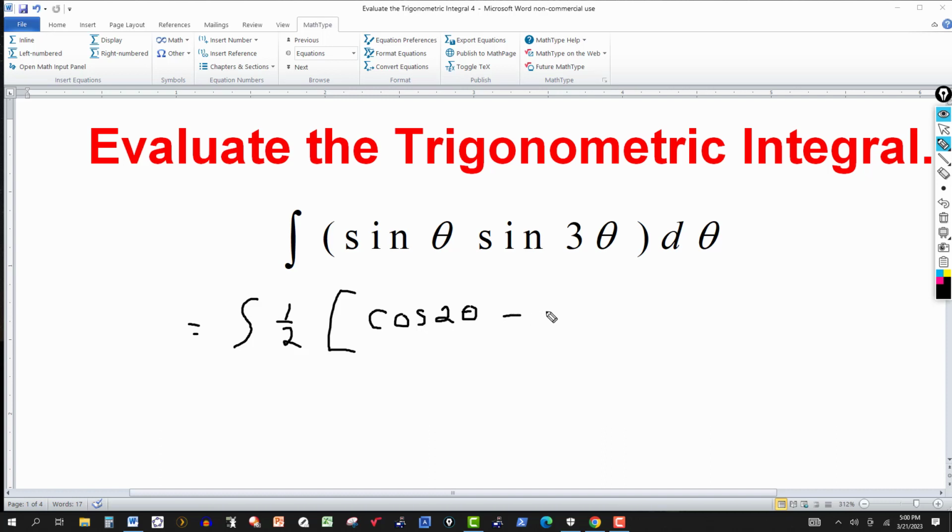And then it's minus the cosine of the sum of the two. Theta plus 3 theta is 4 theta. This will be d theta. And this is equal to, now we should take the integral. I'll leave the 1/2 out in front here.